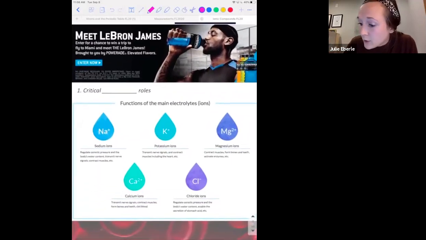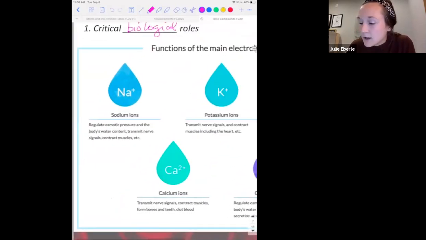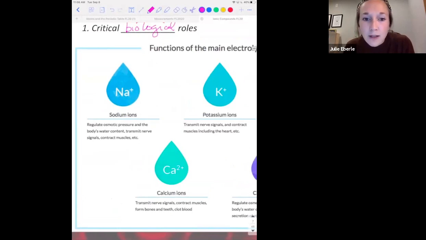Also, ions have critical biological roles. Okay, what roles do they play in our body? Not only do they keep us hydrated, look at everything else they do. I'm going to zoom in real quick. Sodium, the most important thing I could say about sodium is our nerve system. Your entire nervous system, the fact that your brain is firing nerves and sending signals all over your body all the time, even while you're sleeping. We couldn't do that without sodium.